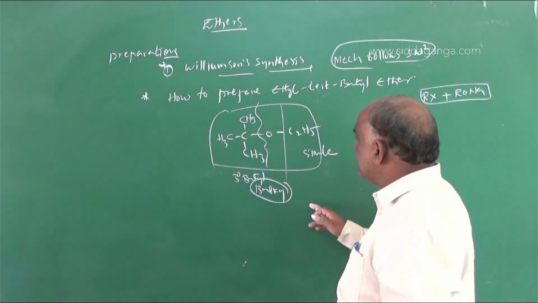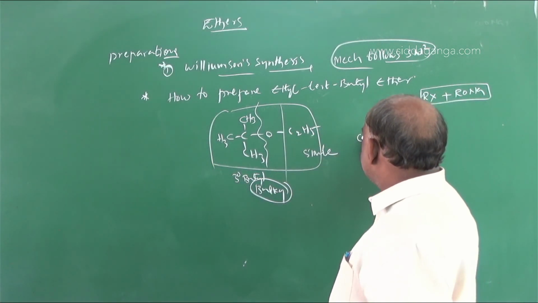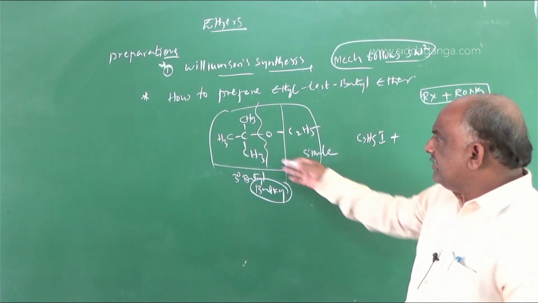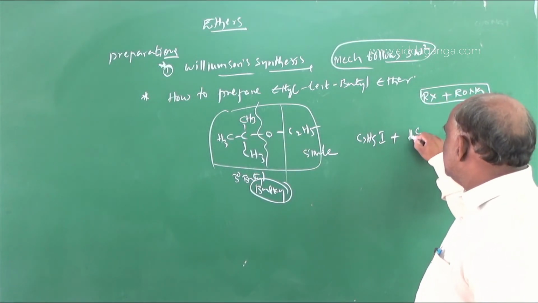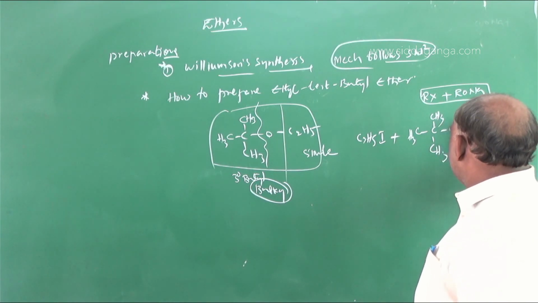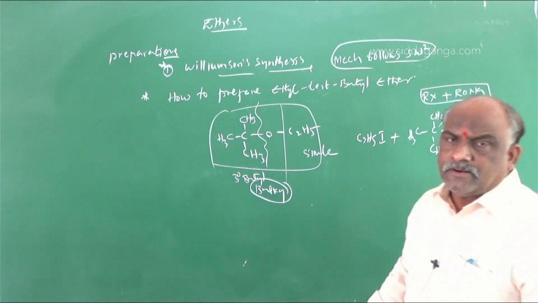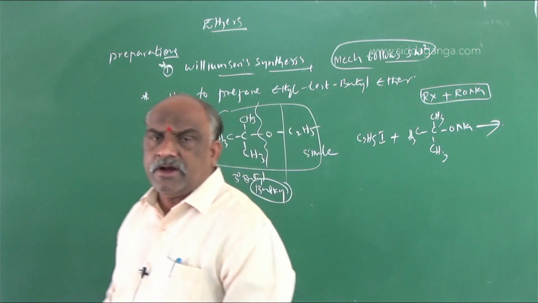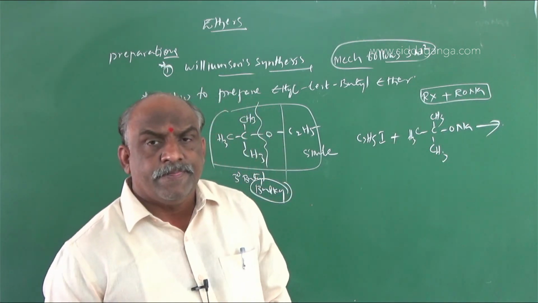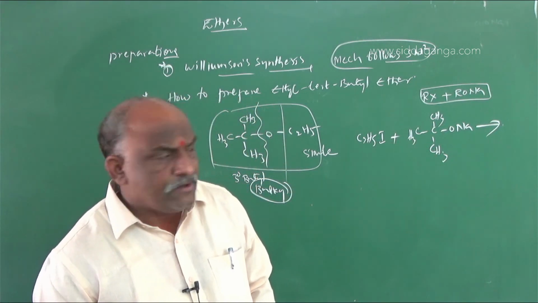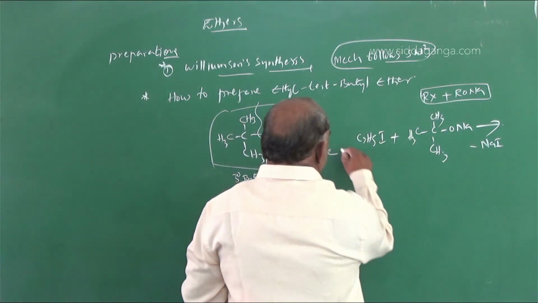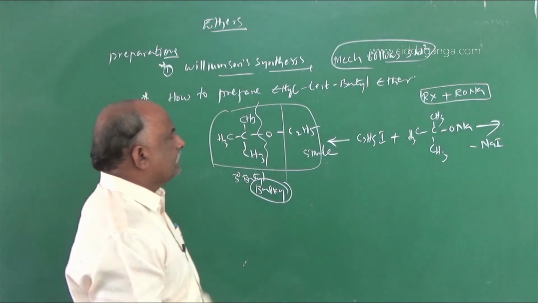Alkyl halide is simple, which means here ethyl is simple. So ethyl is C2H5I, ethyl iodide. The remaining part is CH3, C, CH3, CH3, ONa, sodium tertiary butoxide. Ethyl iodide is treated with sodium tertiary butoxide. What will be eliminated here? NaI is eliminated. Then what is the answer? This will be the answer.